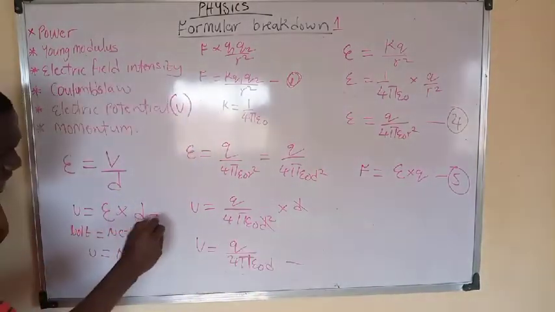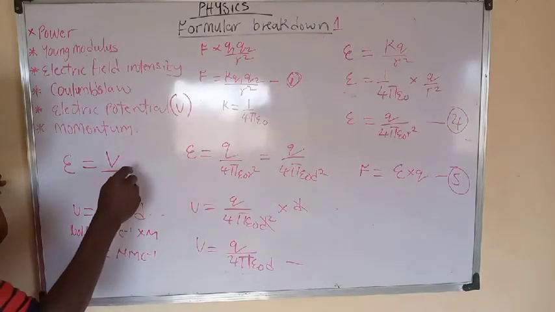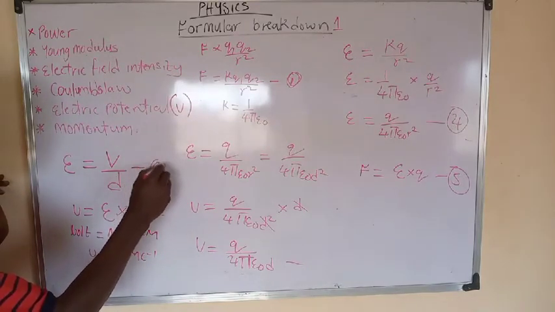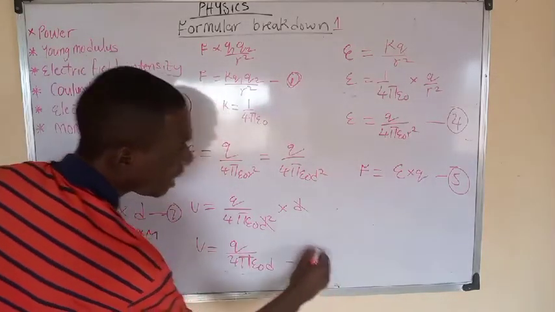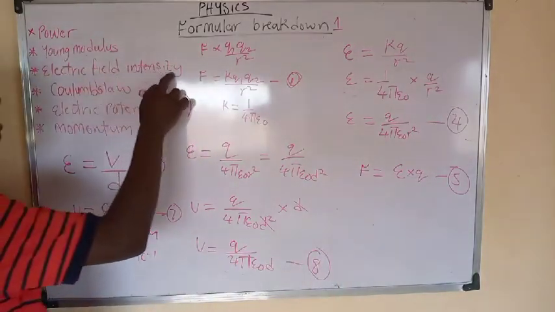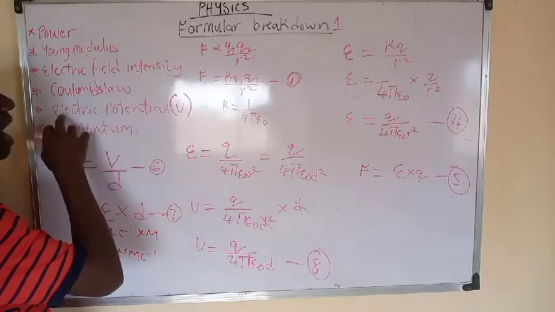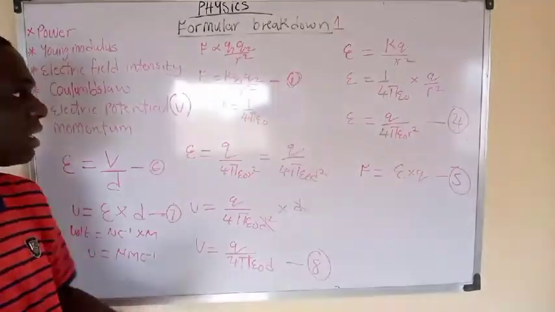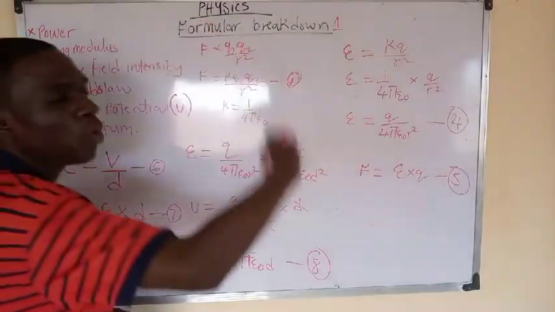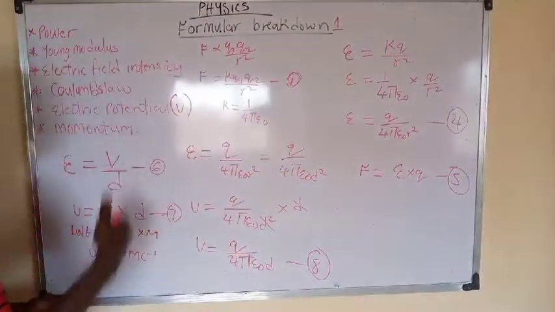Let's say we call this equation 6, we call this equation 7, and we call this equation 8. So electric field intensity, Coulomb's law, and electric potential are packaged together in one topic. That's the reason why I do not clean the whole board in order to explain the two of them.